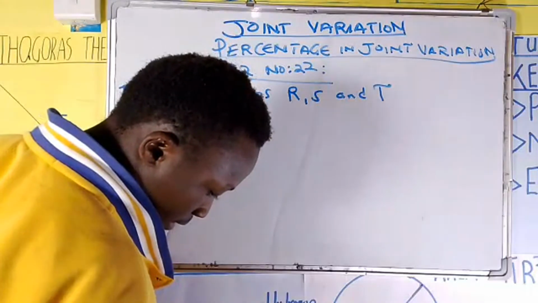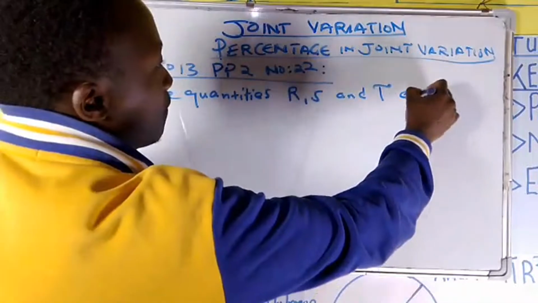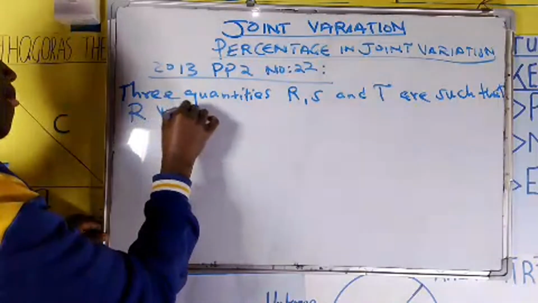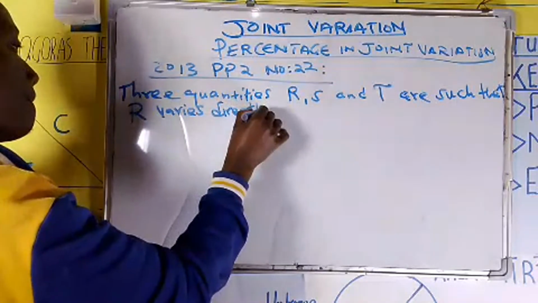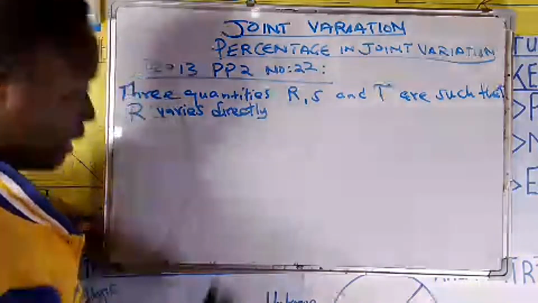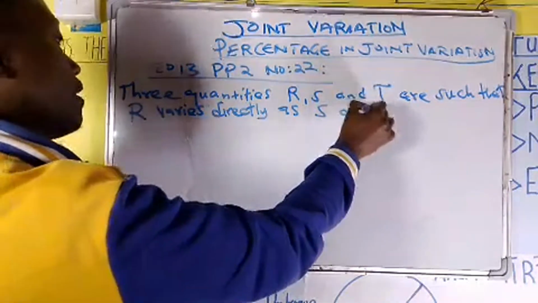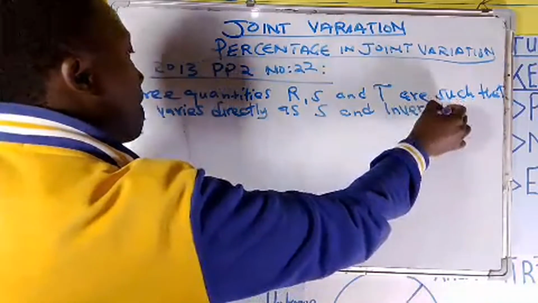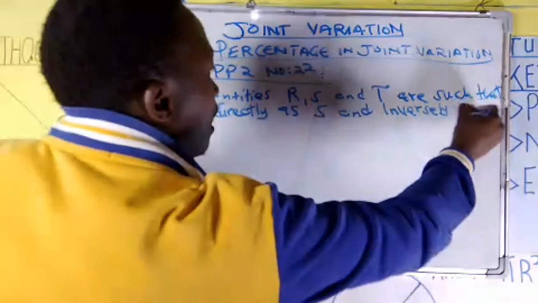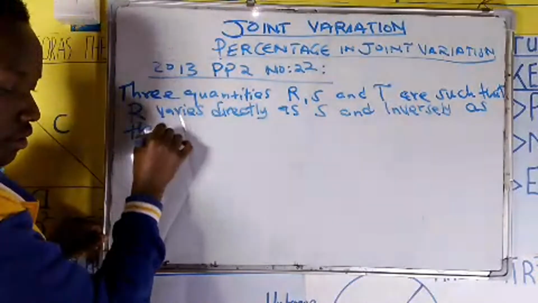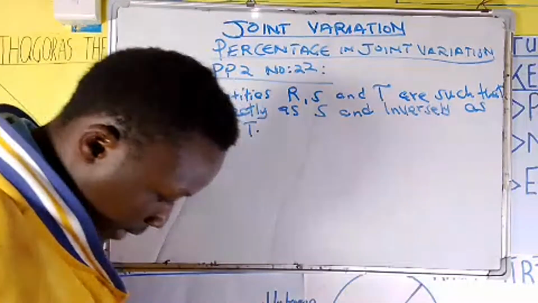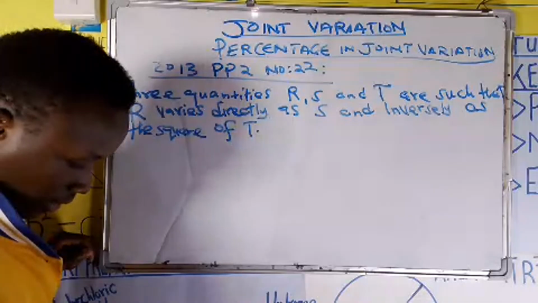Three quantities R, S, and T are such that R varies directly as S and inversely as the square of T.